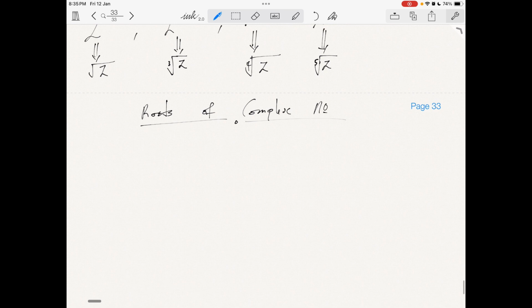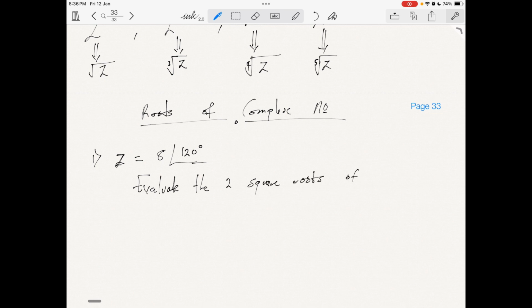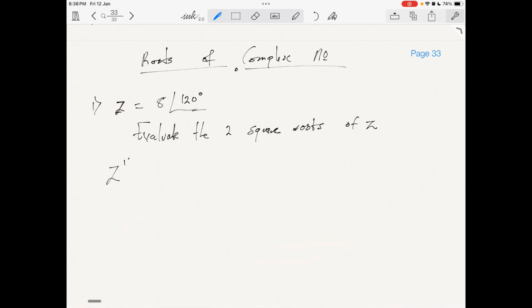Now, let's take for instance, we are given z to be equal to 8 argument 120 degrees, and we are asked to evaluate the two square roots of z. Now that means we want to evaluate z raised to power half.